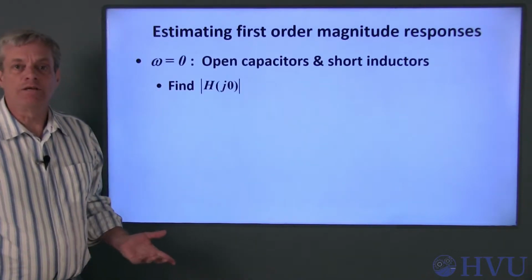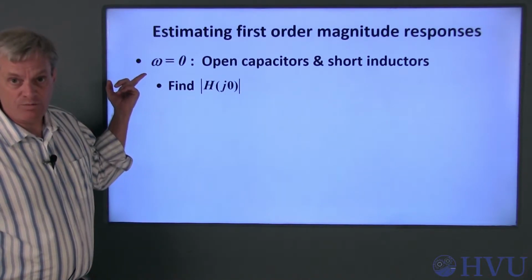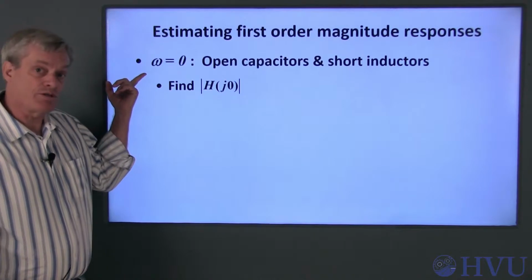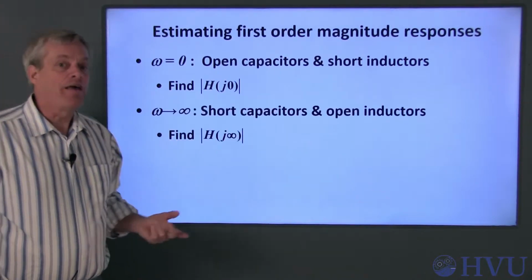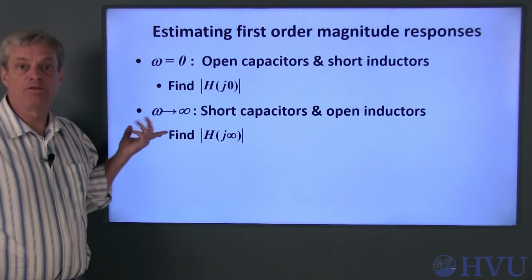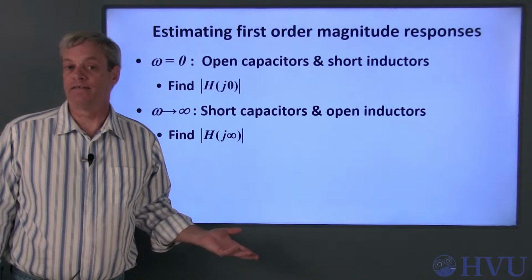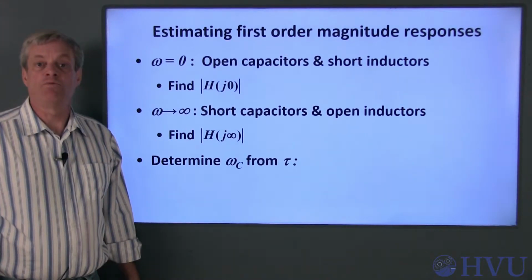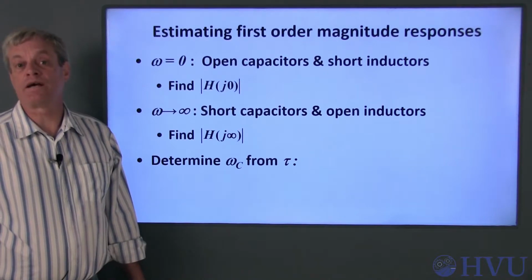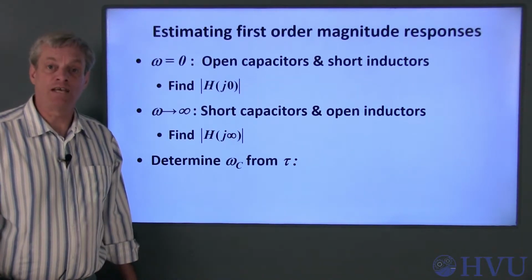We've already seen that we can determine a circuit's response at low frequencies by replacing capacitors with open circuits, inductors with short circuits, and analyzing the resulting purely resistive circuit. The high frequency response can be determined by short-circuiting capacitors, open circuiting inductors, and analyzing the resulting circuit. The new trick from this video is that we can find the cutoff frequency directly from the time constant. The cutoff frequency is just the inverse of tau.